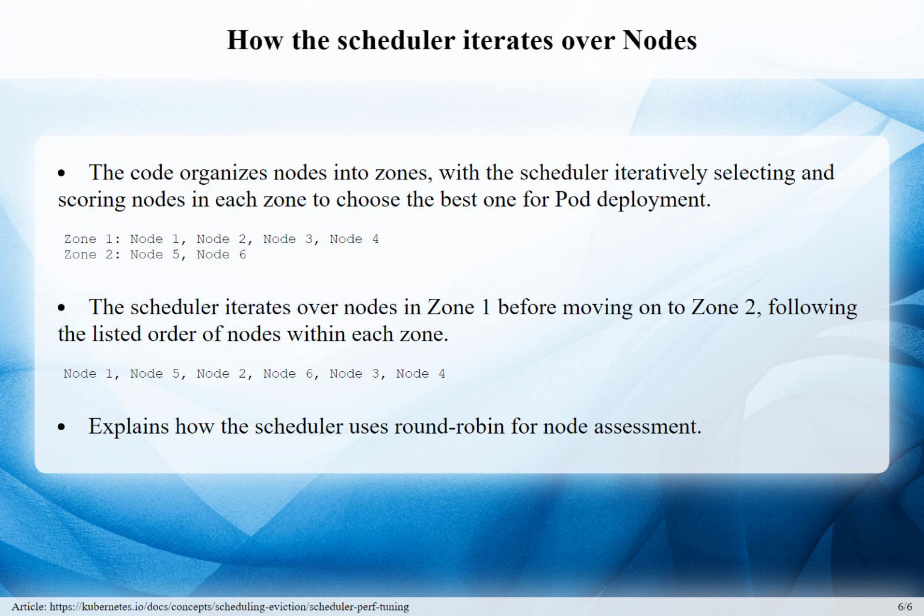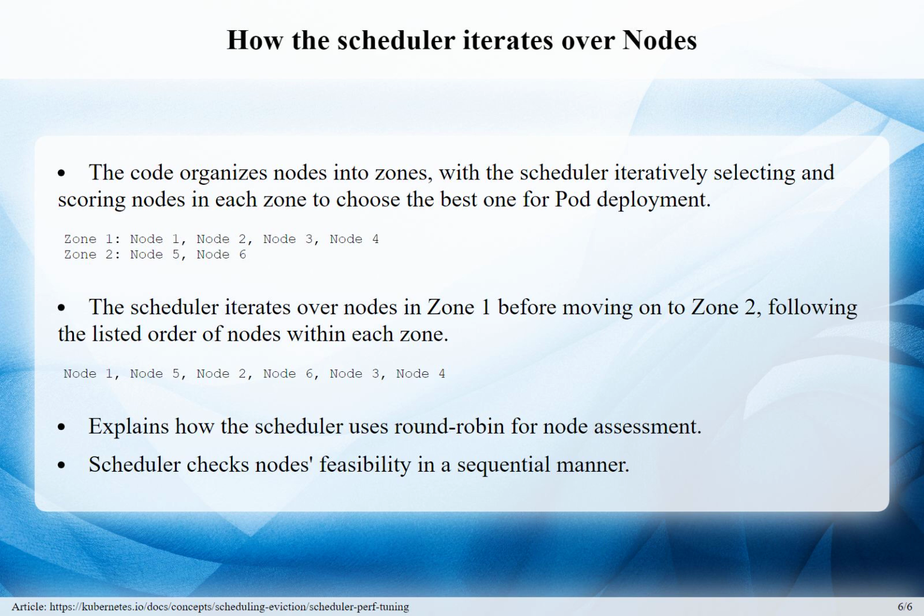This section is for those interested in how a feature works internally. It explains the round-robin method the scheduler uses to assess nodes in a cluster, ensuring fair chances for all nodes to run pods. The scheduler evaluates node feasibility by starting at the beginning of an array of nodes, stopping upon enough nodes being scored based on a preset percentage. It resumes from its stopping point for the next pod.